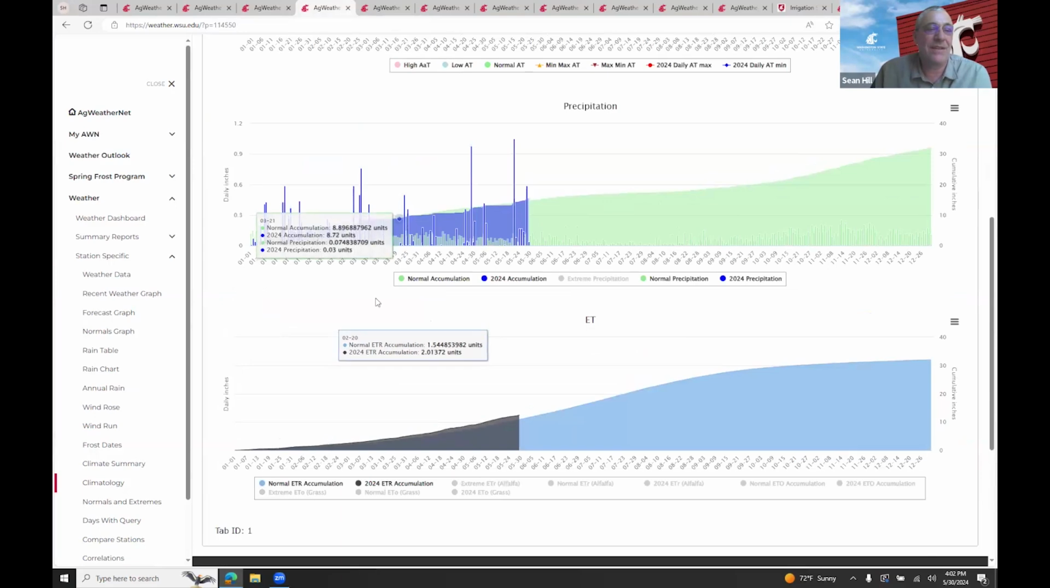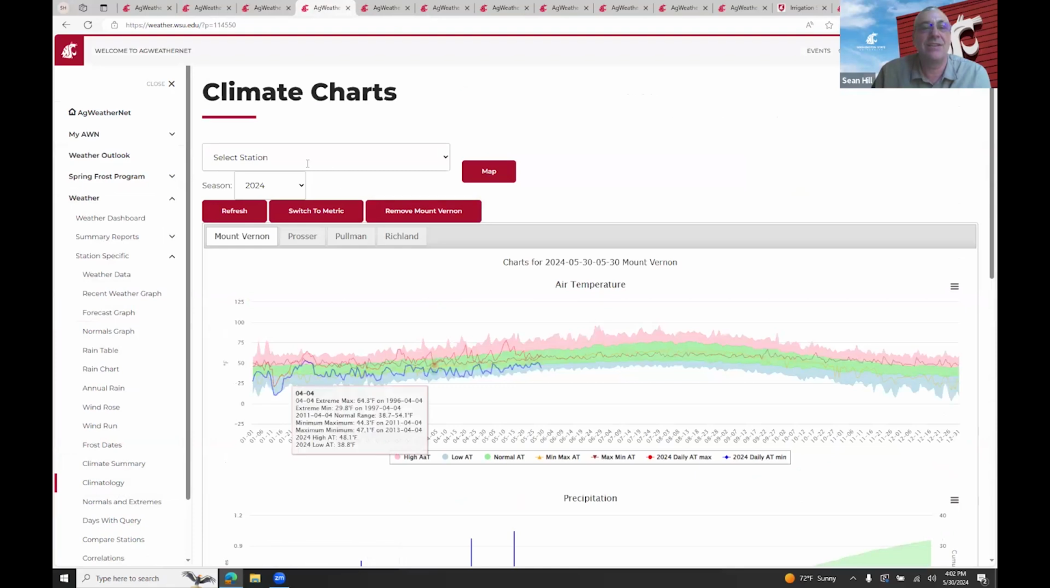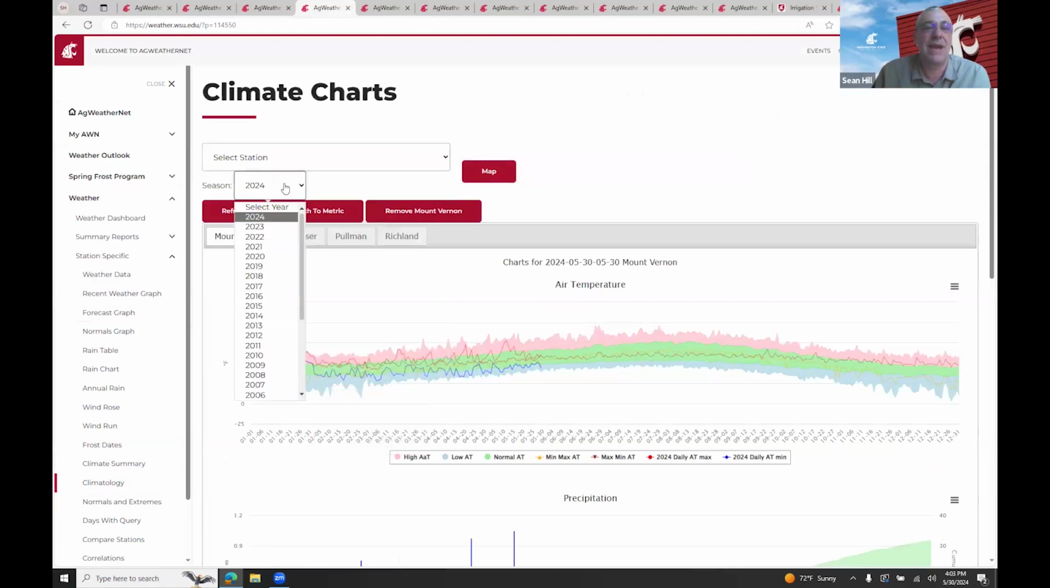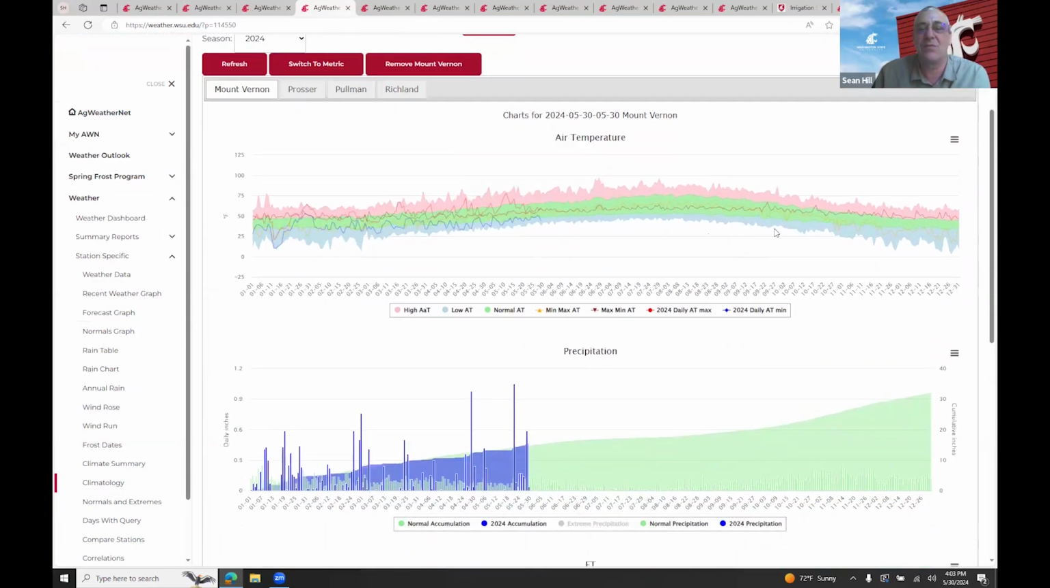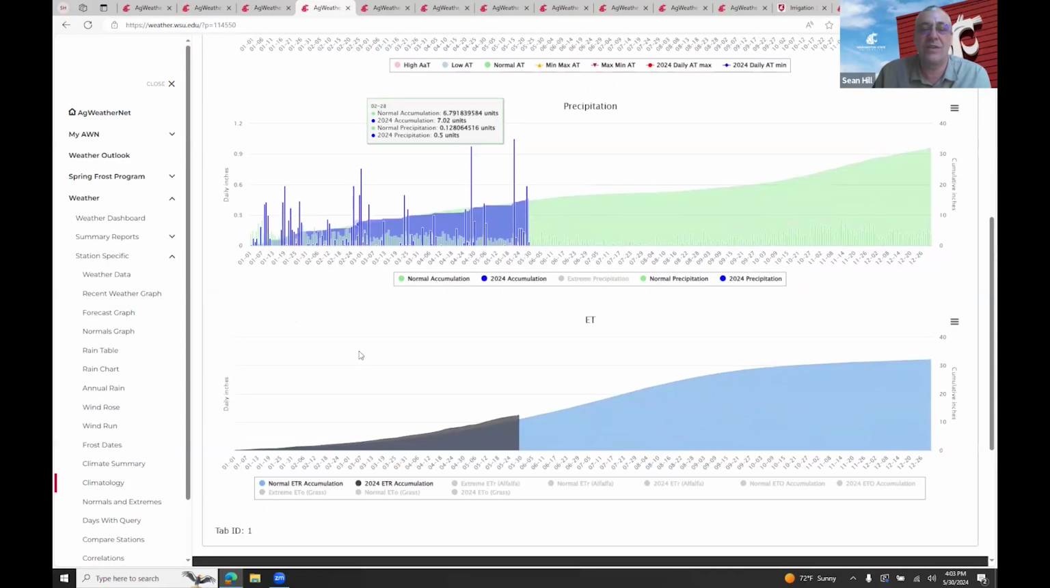Now we have another tool here found in the station specific area. We call it climatology. Again, you can choose your weather stations by selection or map. We can choose what season we're talking about. I'm going to look at the current season to start with. And what this does is look at the entire period of record for the weather station and charts out what is a normal value based on the imaginary average year that could happen.